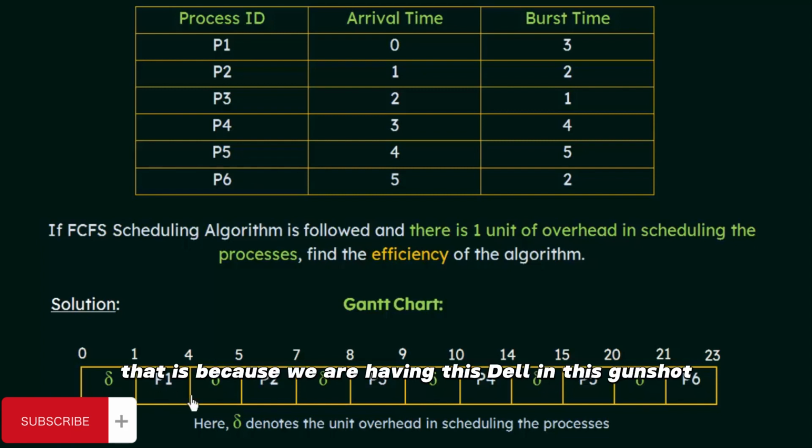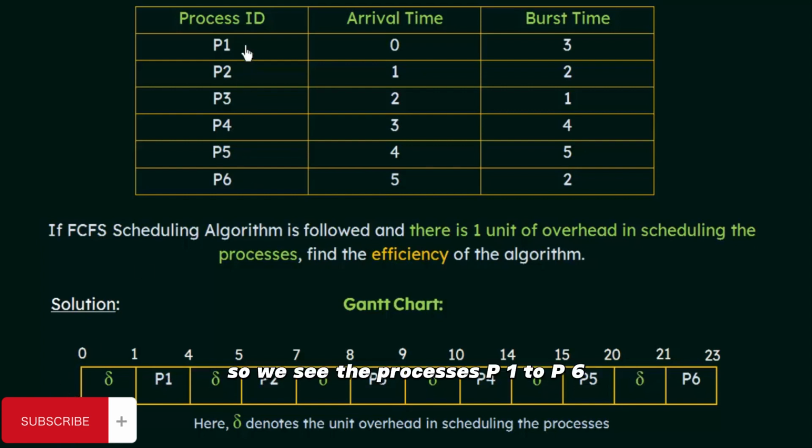That is because we are having this delta in this Gantt chart. And what is this delta? This delta denotes the unit overhead in scheduling the processes. Because in the question, we said that there is 1 unit of overhead in scheduling the process, so that 1 unit of delay is denoted by this delta over here in this Gantt chart. Alright, so let's see how we have formed this Gantt chart over here.